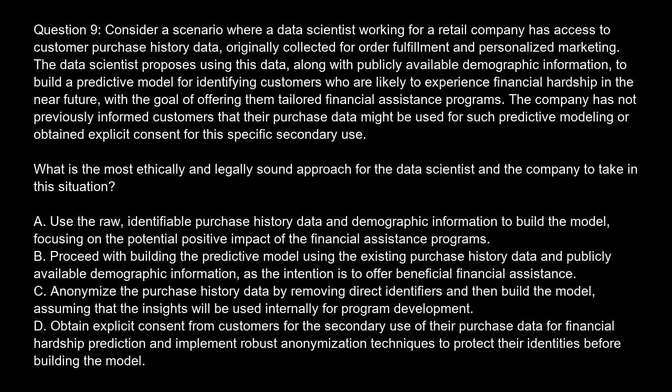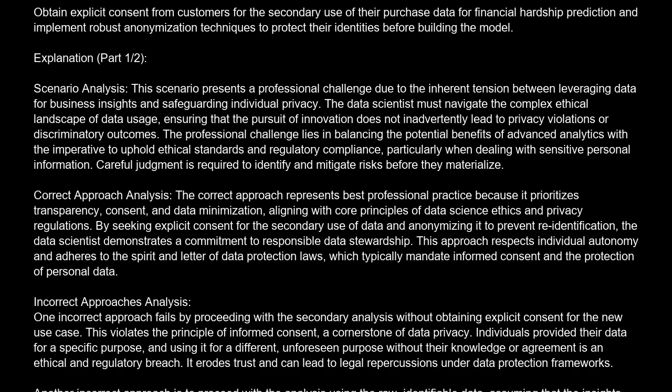Option D. Obtain explicit consent from customers for the secondary use of their purchase data for financial hardship prediction and implement robust anonymization techniques to protect their identities before building the model. The correct answer is D. Obtain explicit consent from customers for the secondary use of their purchase data for financial hardship prediction and implement robust anonymization techniques to protect their identities before building the model.